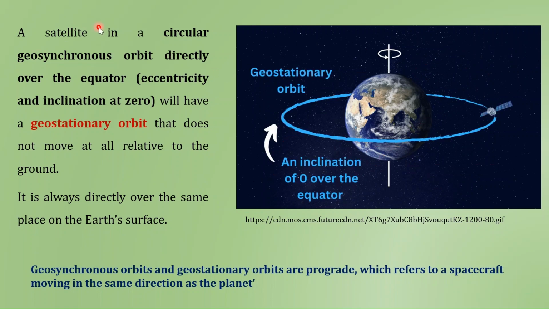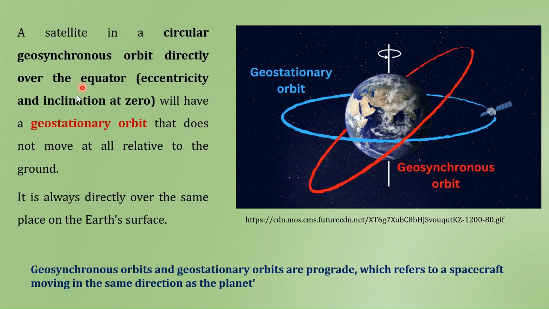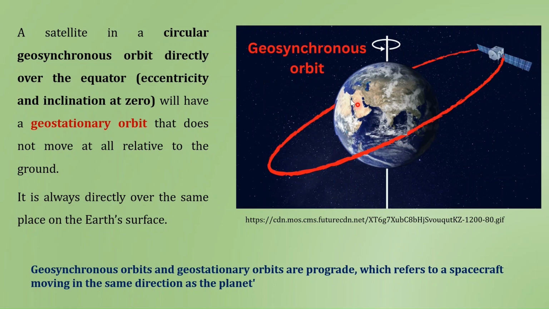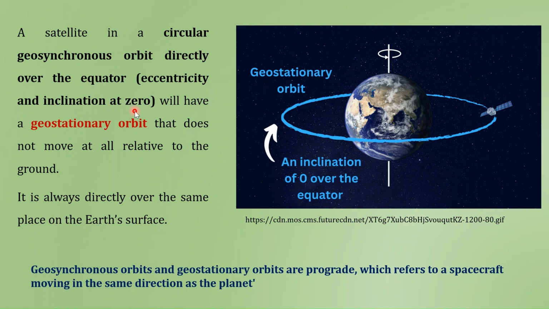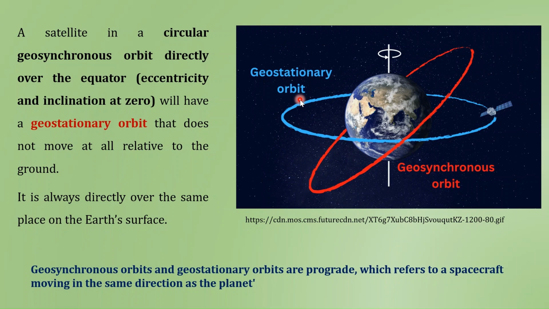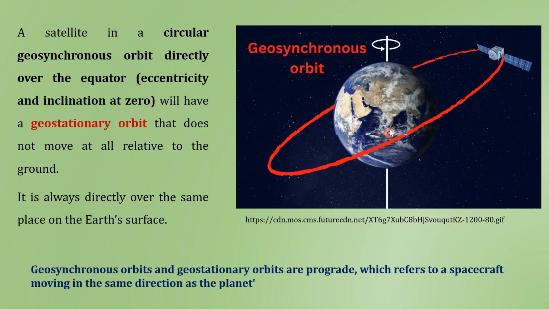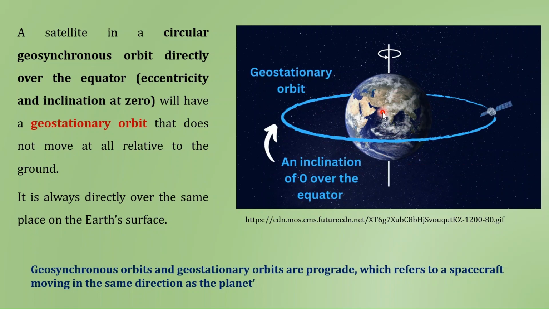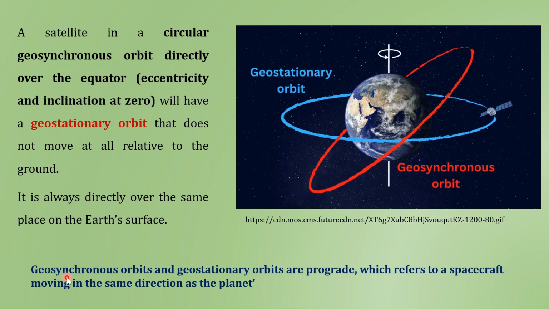Here it is mentioned, a satellite in a circular geosynchronous orbit directly above the equator. Eccentricity is zero, meaning it is completely circular, and inclination is also zero. It means the orbit is above the equator and it is revolving in the same direction as the Earth. So in that case, the orbit is referred to as the geostationary orbit, meaning it will be stationary with respect to a particular position on the Earth's surface.